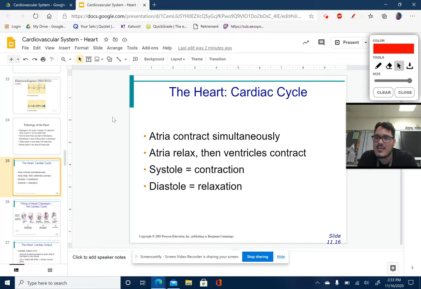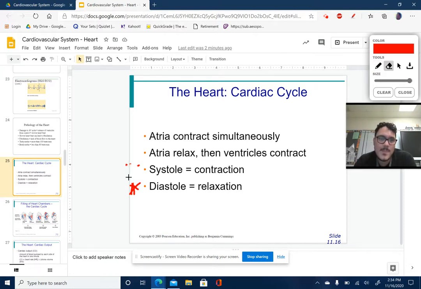And then finally, the last thing to mention is this concept of systole and diastole. Systole is just going to be in reference to contraction, specifically ventricular contraction. And then diastole is going to be referencing relaxation. These two words, systole and diastole, are very important. You're going to see those two words pop up again, especially in regards to blood pressure, which we'll talk more about at the end of this unit anyway.